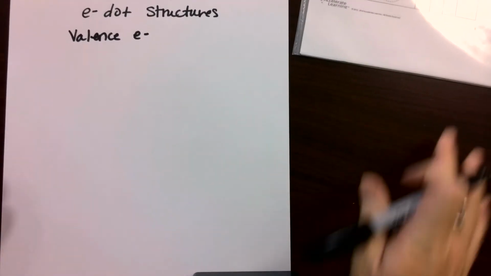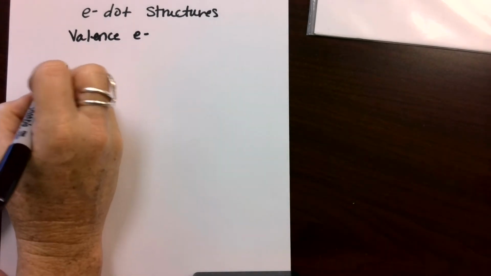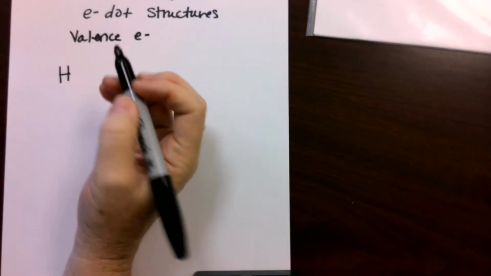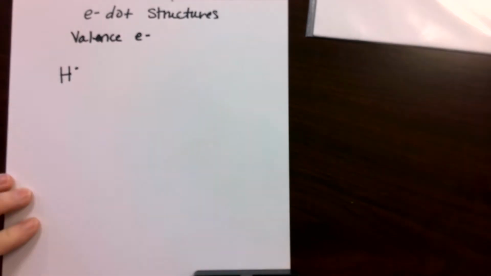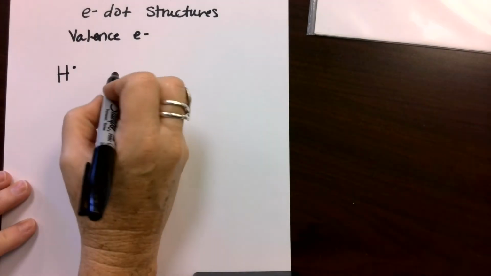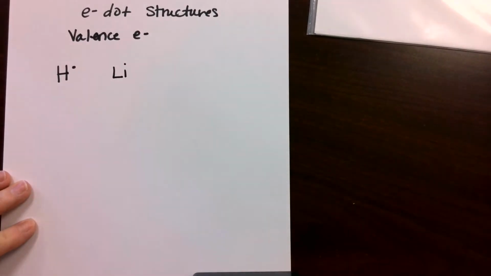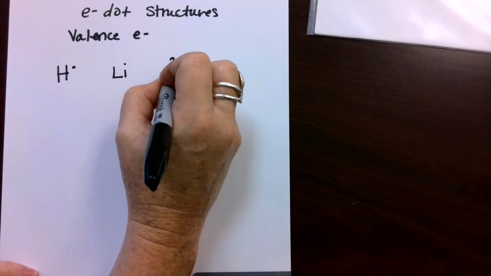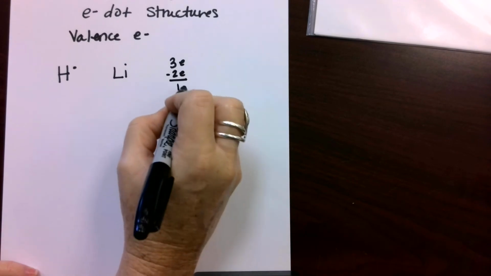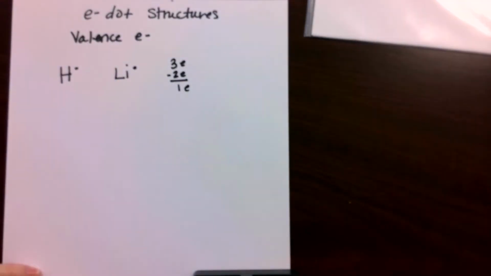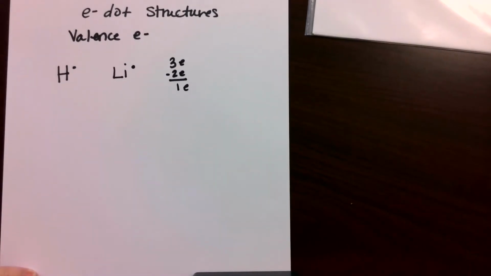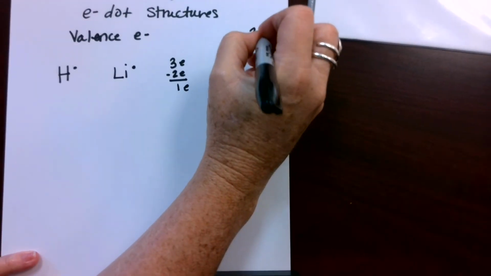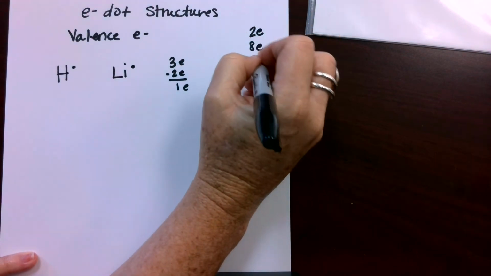So for instance, I'm going to start with my first example, which would be hydrogen. And hydrogen is number 1 on the periodic table, which means that hydrogen has 1 electron. And then if I move on, I'll go to lithium. Lithium is number 3 on the periodic table, and it has 3 electrons, right? But it has 2 in the first energy level, and then 1 in the final shell. So lithium also only has 1.